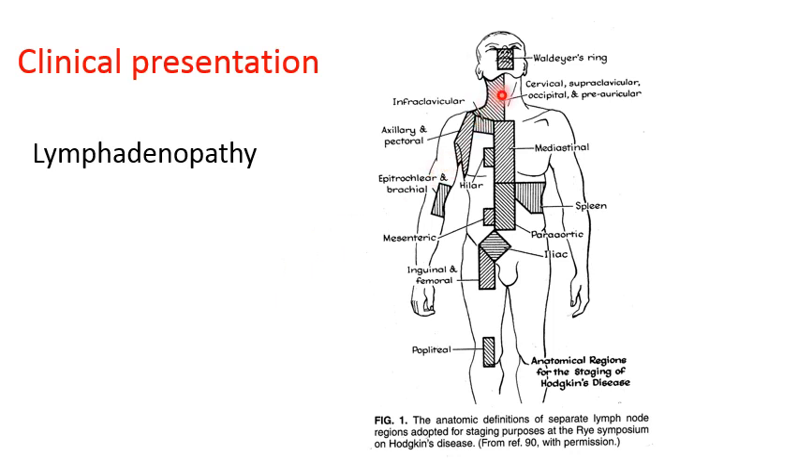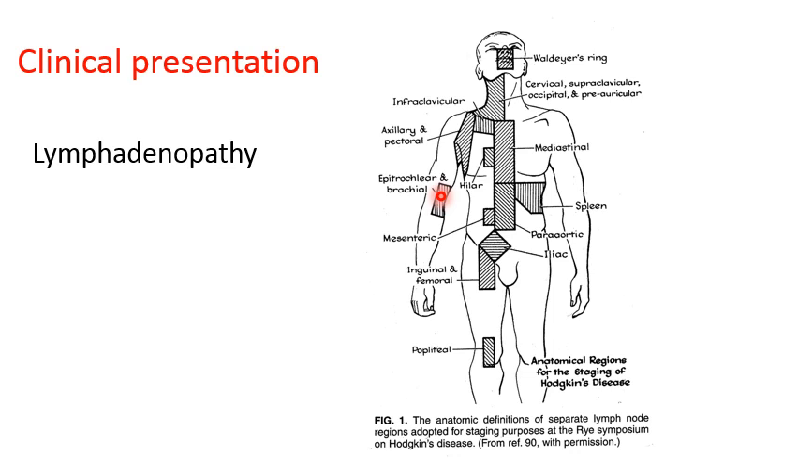Now if you take the cervical, in the neck you get cervical, supraclavicular, occipital and preauricular. So these groups are important for the diagnosis and the staging of Hodgkin's lymphoma, right? As well as that, you get the infraclavicular nodes. Then you get axillary and pectoral groups and the inguinal lymph nodes. In addition, you can examine the epitrochlear or brachial lymph node.